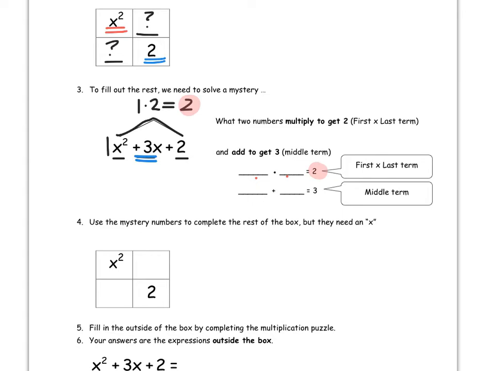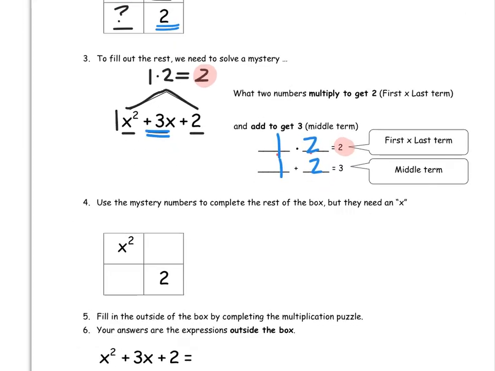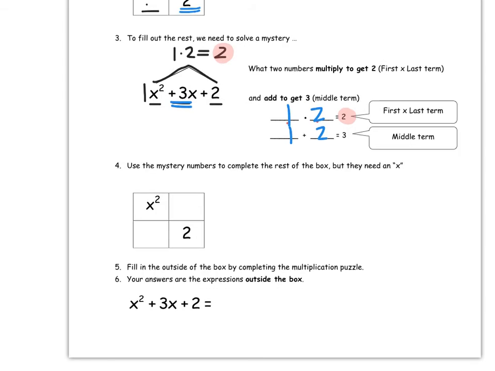So here's our answer. Our answer is 1 multiplied by 2, because 1 times 2 is 2, and then 1 plus 2 gives you 3. So our magic mystery numbers are 1 and 2. So we use those mystery numbers, 1 and 2, to fill out the rest of the box. And we're going to put them here, a 1 and a 2. And the key thing is that when we put them in the box, they need to have an x. So I'm going to say 1x and 2x.